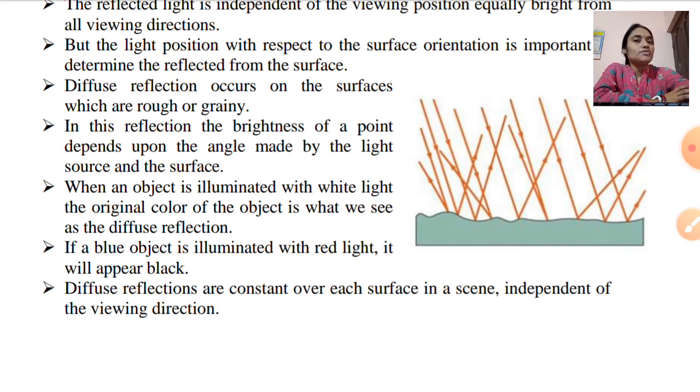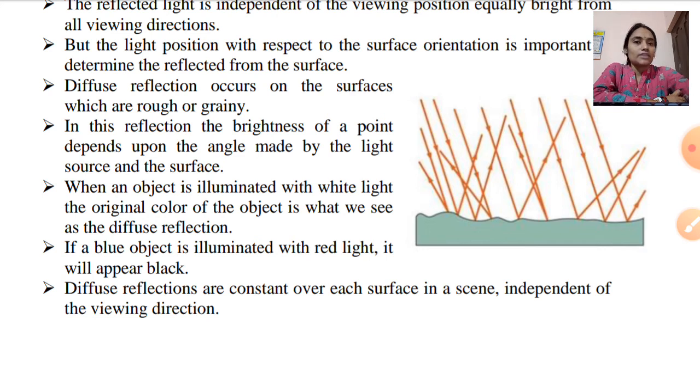If a blue object is illuminated with red light, it will appear black. That means the object is blue and it is lighted by red light, so it looks black. The object color is blue and the light color is red, and when both are combined, it will appear as black color to the eye.